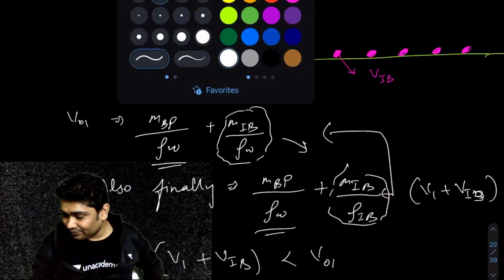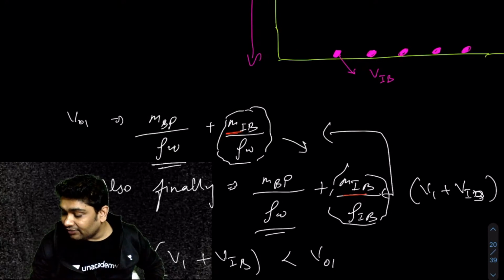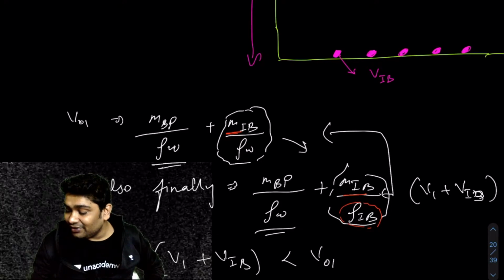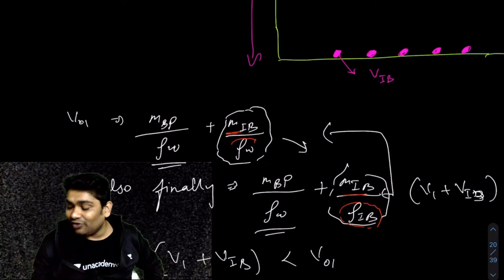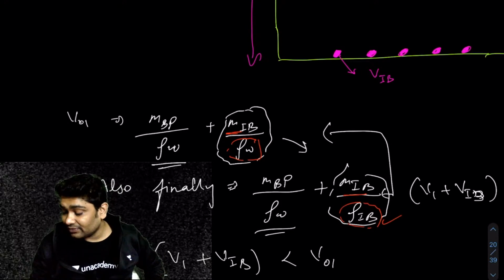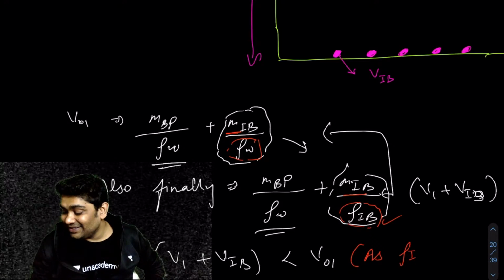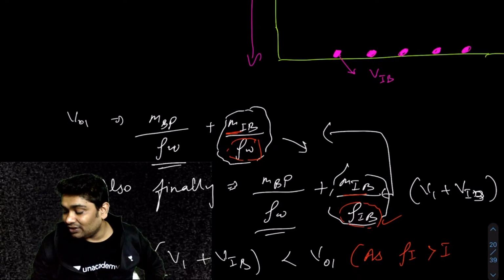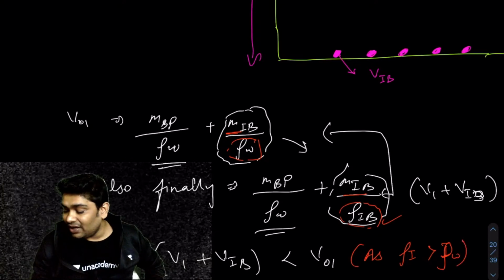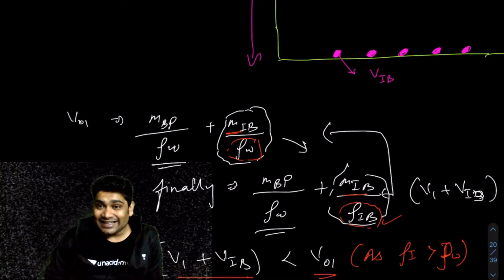So the numerator is same. In the denominator, here you have density of iron. Here you have density of water. Density of iron obviously is more than the density of water. Okay, so I can say as rho of iron is greater than rho of water. So that is how I know that the final volume displaced of the water is less than this.